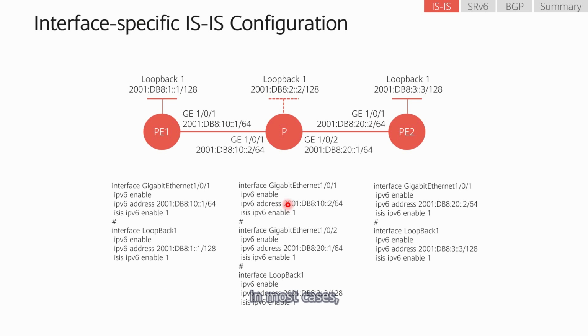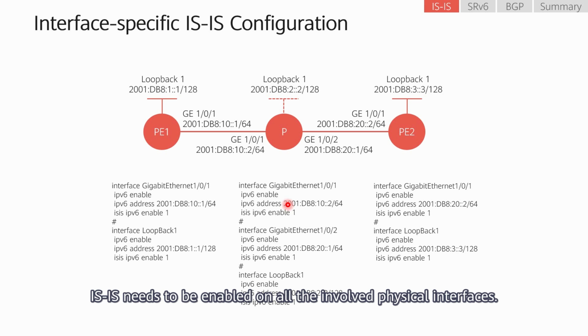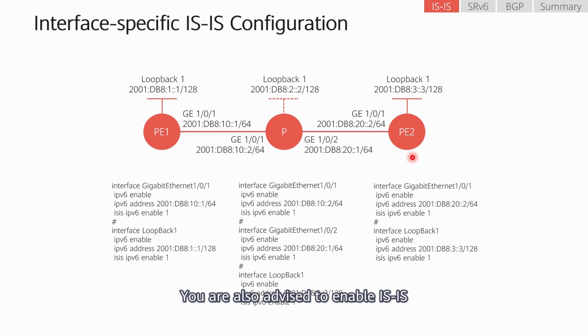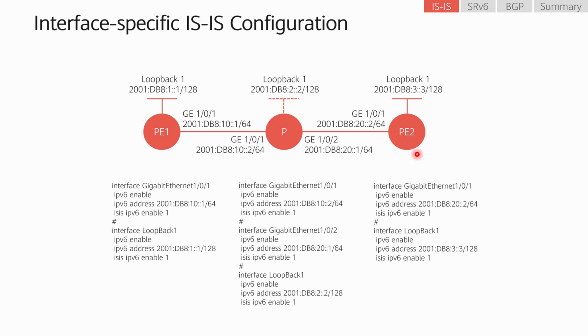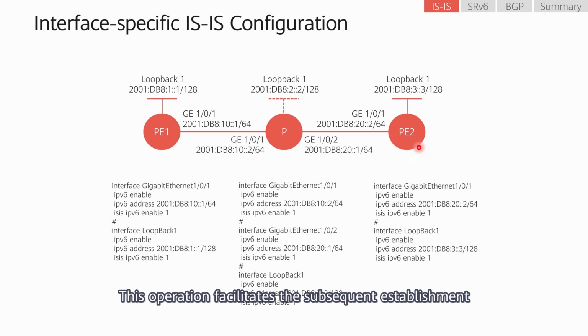In most cases, IS-IS needs to be enabled on all the involved physical interfaces. You are also advised to enable IS-IS on loopback interfaces of PE1 and PE2 so that the two PEs can communicate through a loopback route. This operation facilitates the subsequent establishment of a BGP EVPN peer relationship between PE1 and PE2.